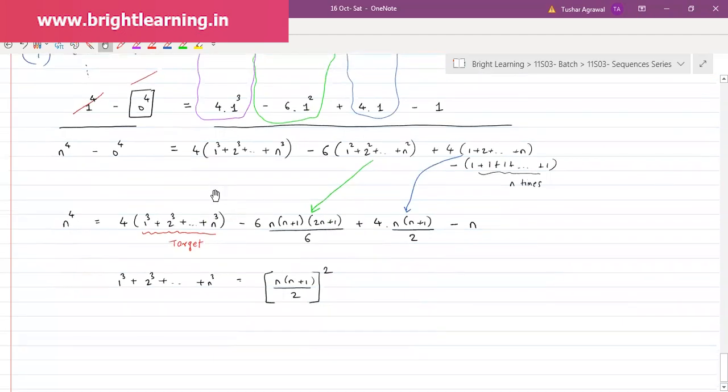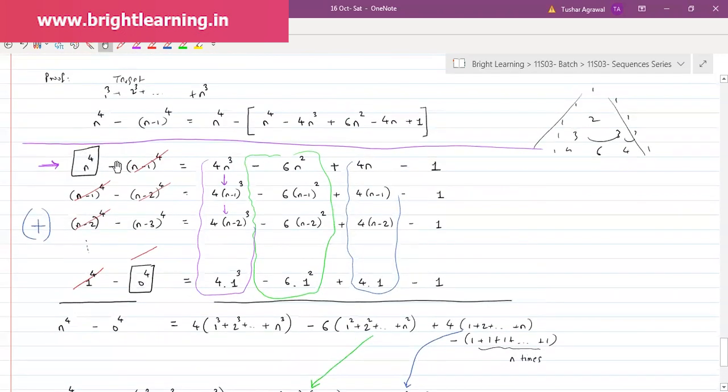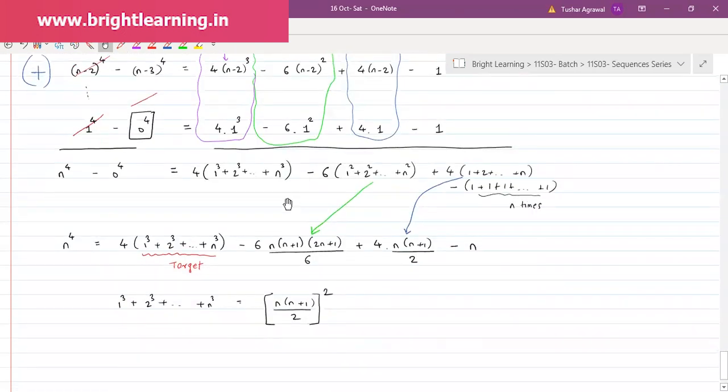And for higher powers, I can assure you those results are not needed. But if at all needed, you now know the procedure to find the result. For the summation of 1 raised to 4 plus 2 raised to 4, you will consider the identity n raised to 5 minus n minus 1 raised to 5 and then proceed accordingly. Now coming to questions.